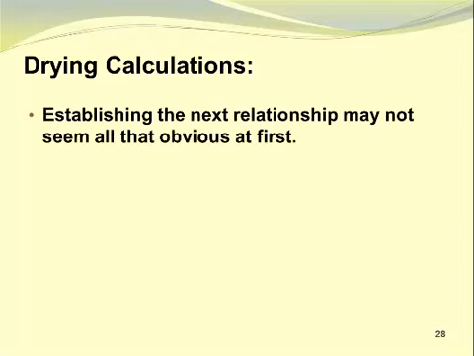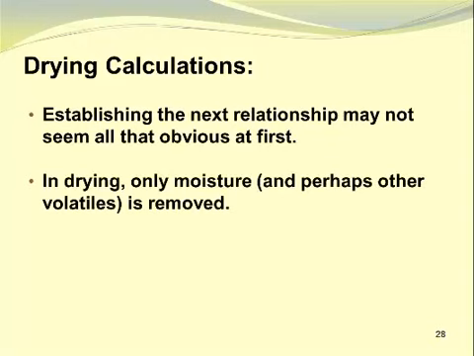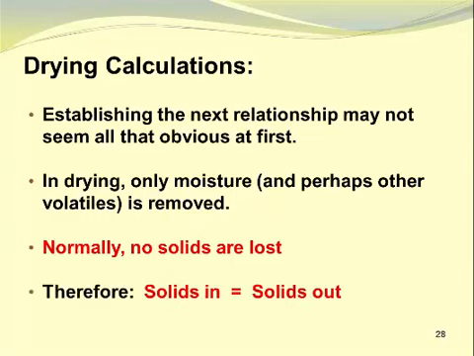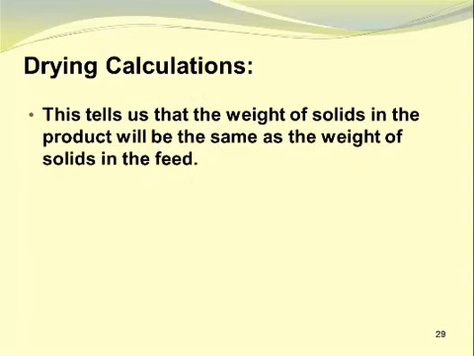Establishing the next relationship may not seem all that obvious at first. In drying, only moisture and perhaps a few other volatiles will be removed. Normally, no solids are lost unless some of the solids happen to fall through the wire mesh that you are using to hold the solids, or perhaps some of the solids get blown away by the drying air if it happens to be a light powdery material. But we can usually say that the weight of the solids going into the dryer will equal the weight of the solids coming out of the dryer.